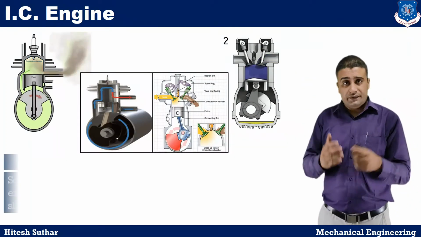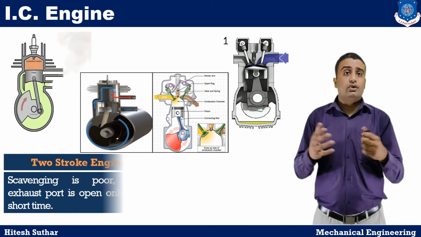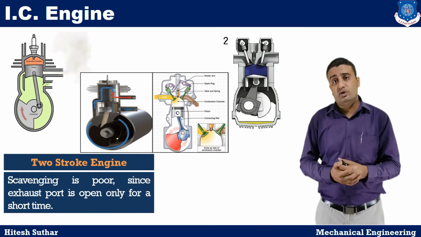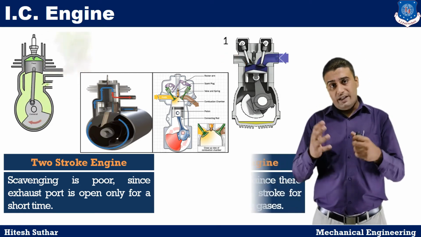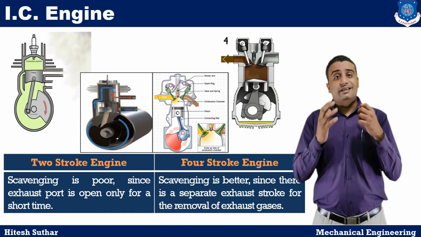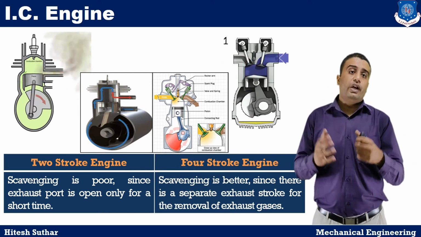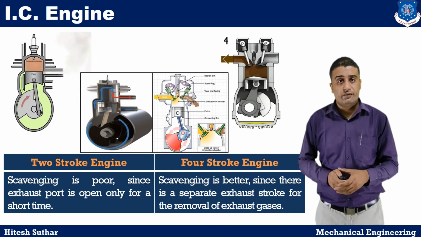In two-stroke engine, as we discussed earlier, scavenging is poor, so exhaust port is open only for a short period of time. That's why scavenging is poor in two-stroke engine. While in the four-stroke engine, scavenging is better since there is a separate exhaust stroke for removal of the exhaust gases. So scavenging is better in four-stroke engine.